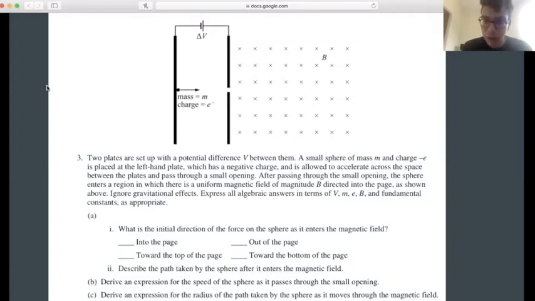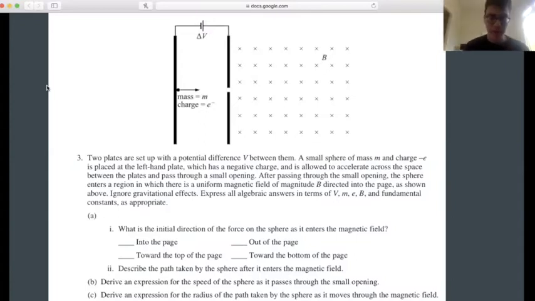After passing through the small opening, the sphere enters a region in which there is a uniform magnetic field of magnitude B directed into the page, as shown above. Ignore gravitational effects. Express all algebraic answers in terms of V, M, E, B, and fundamental constants as appropriate. So the first thing that we should be thinking is mass spectrometer. We're going to be in centripetal motion of some sort.